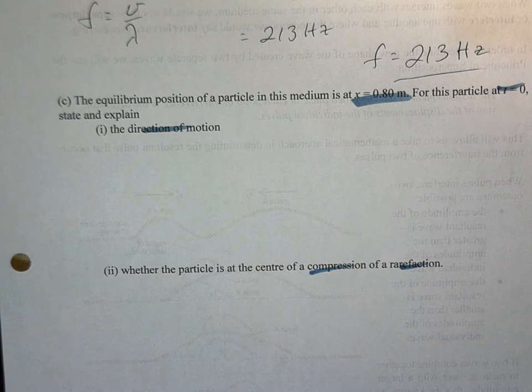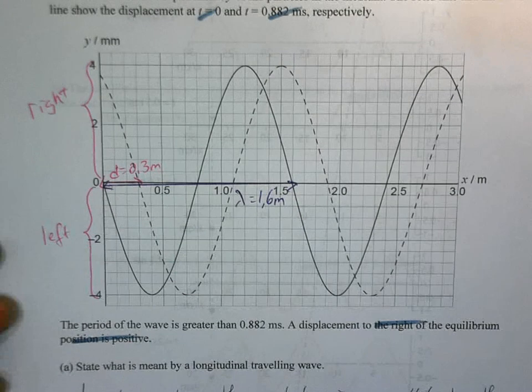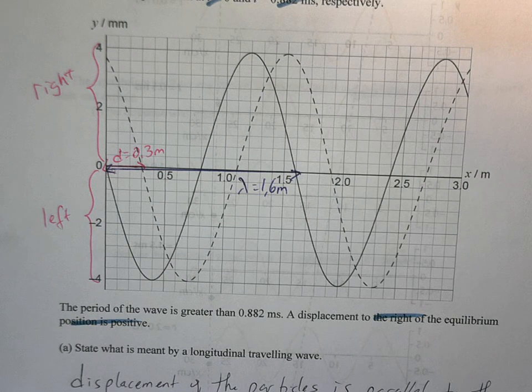To look at the direction of motion, we need to go back to our graph. For the graph, we're told that we're looking at the position of x equals 0.80 meters, and we're doing that for t equals 0.